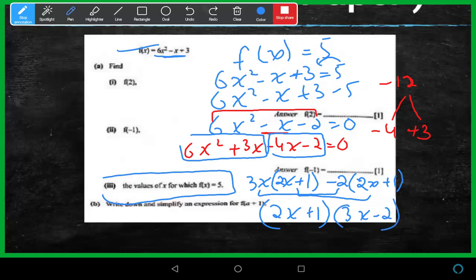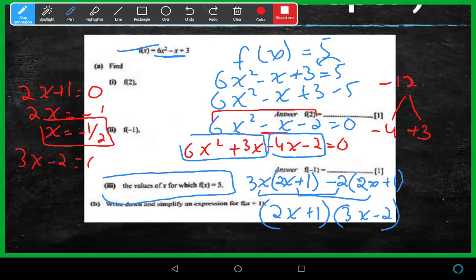Now, take both brackets equal to 0 and then you will get the value of x. I will show you the steps. 2x plus 1 is equal to 0. 1 will move to the other side and it will become minus 1. The first value of x is minus 1 upon 2. The second bracket is 3x minus 2 is equal to 0. 2 will move to the right side and it will become 2 upon 3. So the second value of x is 2 upon 3. So these are the answers of x. We will get two answers because the equation is a quadratic equation.